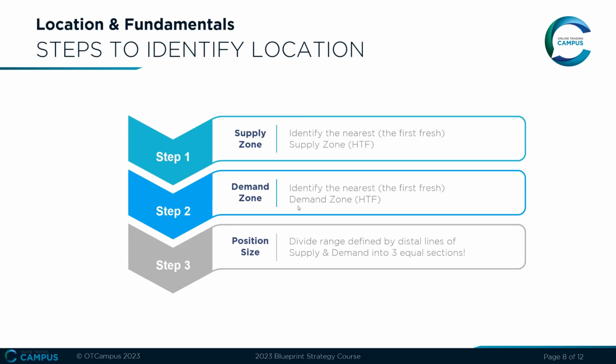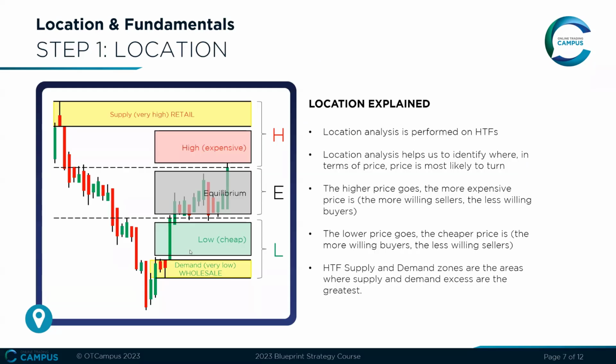And then what we do is we divide the entire range from distal to distal into 3 equal parts. And by dividing that into 3 equal parts, we actually get 5 parts. Well, we get a high, an equilibrium, and a low in terms of the entire range, but we also have a very high, a high, an equilibrium, a low, and a very low. So there's going to be 5 parts that make up the location analysis.